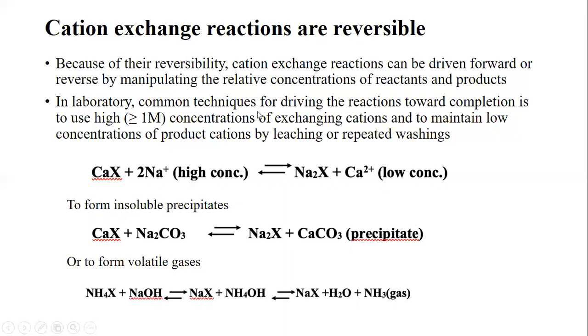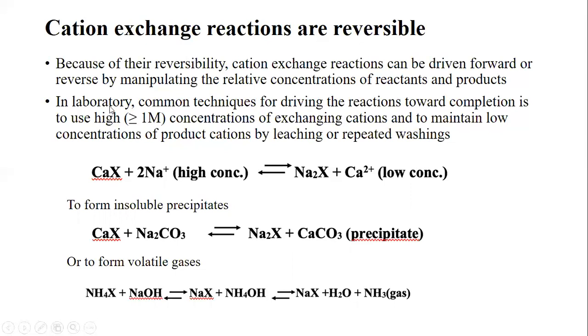In the laboratory, a common technique for driving the reactions toward completion is to use high concentrations, which means equal or greater than 1 molar concentration of exchanging cations, and to maintain low concentrations of product cations by leaching or repeated washing. So if you want one cation to replace another that's on the surface of the colloid, what do you do? The one you want to replace the other, you increase its concentration in solution. How? You make the concentration of it at least 1 molar.